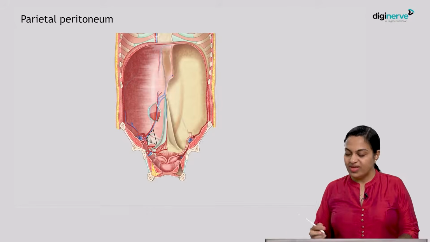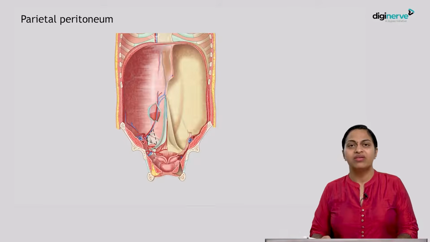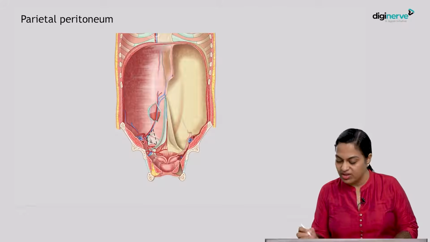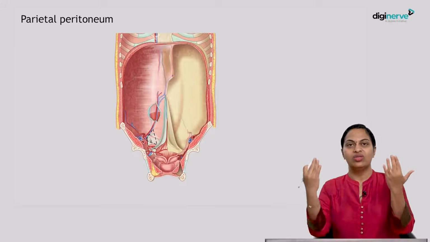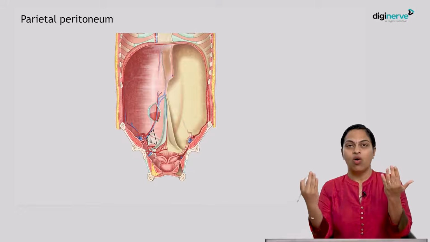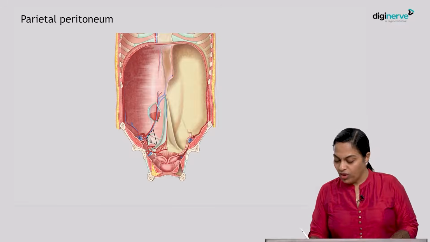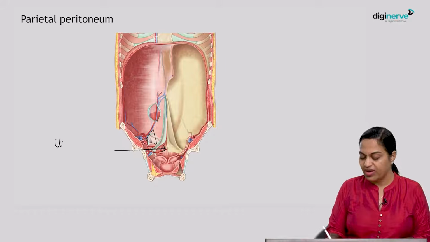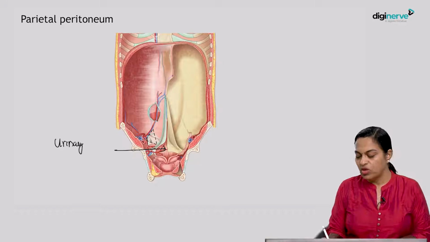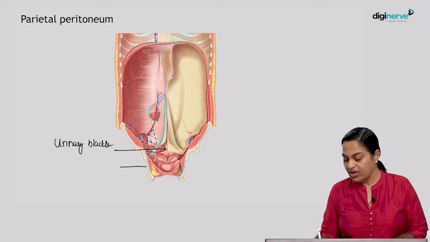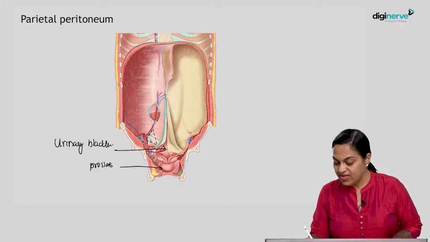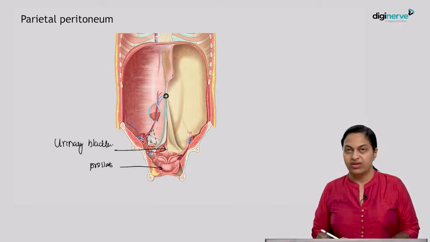Fine. Now let us see the parietal peritoneum, some interesting features in it, because this can be a spotter in your practical examination. So we are looking into the anterior abdominal wall from an inner view. What you see here, this muscular organ, can you tell me what it is? It is the urinary bladder. Okay. Below that, you can see the prostate here. Fine. And this is the region of the umbilicus.